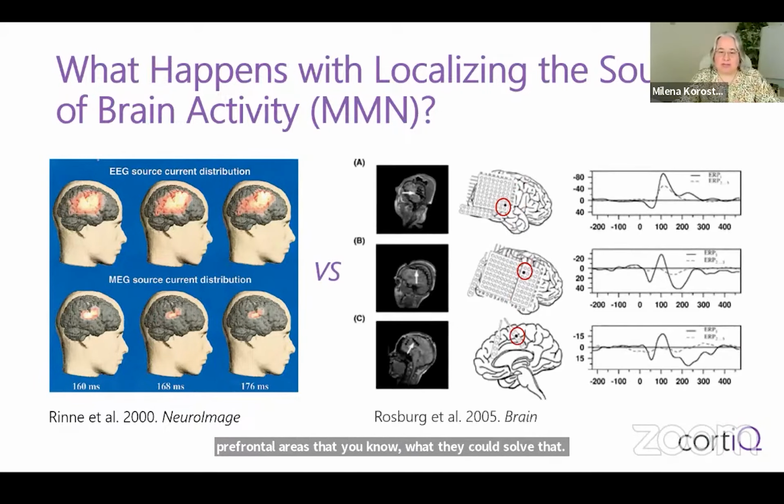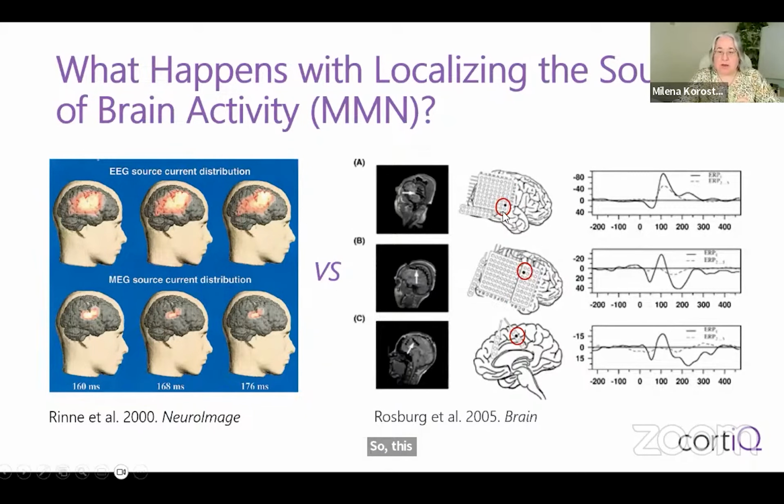So this study by Rosberg in 2005 very clearly pinpointed the sources of mismatch negativity that none of the previous non-invasive methodologies were able to pinpoint. And you can see here very clearly localized mismatch negativity responses.